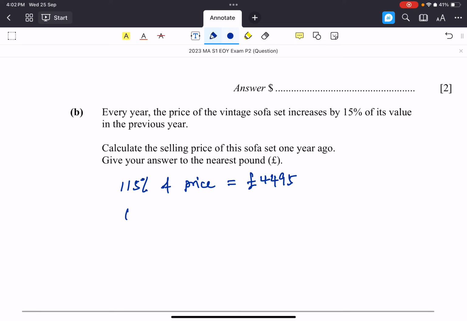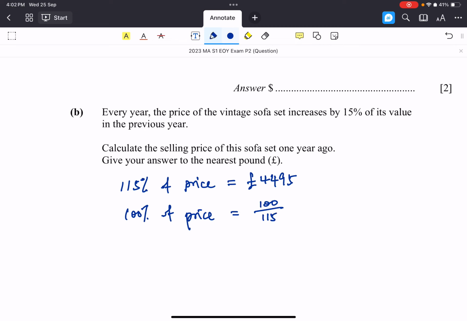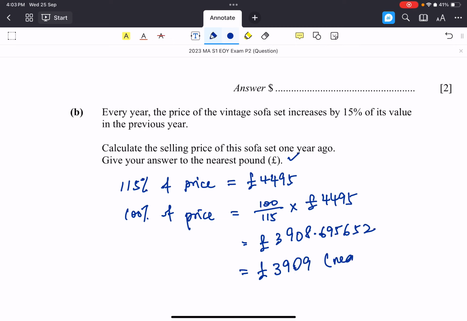So in pounds, 4,495. Therefore, 100% of the price, which is what we want to find of 1 year ago, is going to be 100 over 115 times 4,495. And this works out to be, I keep writing dollar, too used to it, pounds, 3,908.695652. The question says round off to the nearest pound, so we round this off to 3,909, nearest pound. Okay, so that's how we can do this question. So next part.